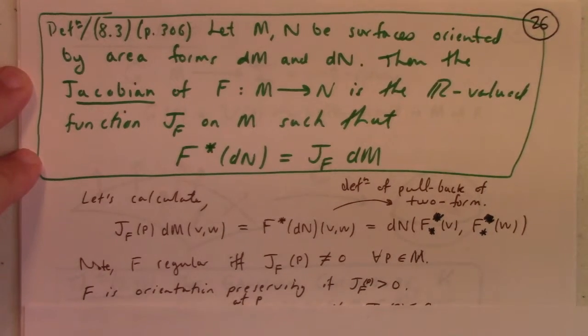F is orientation preserving if the Jacobian of f is positive. F is orientation reversing at P if the Jacobian is negative. Moreover, let's see here.